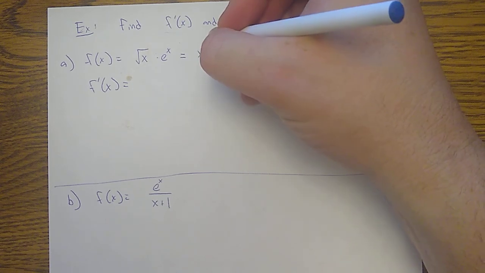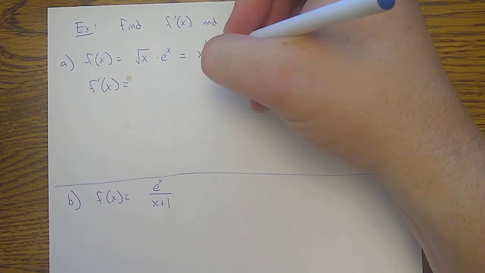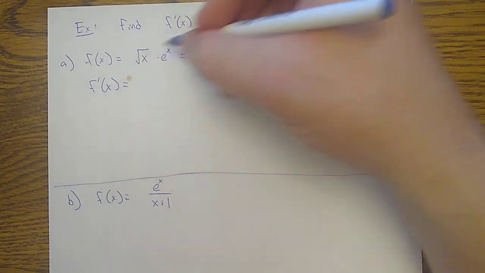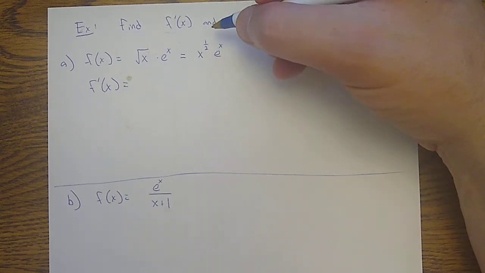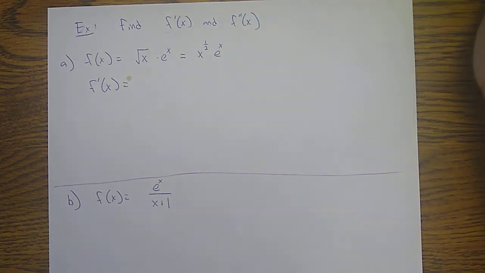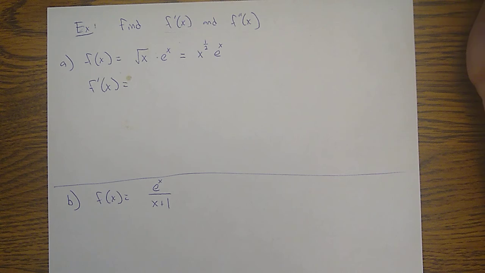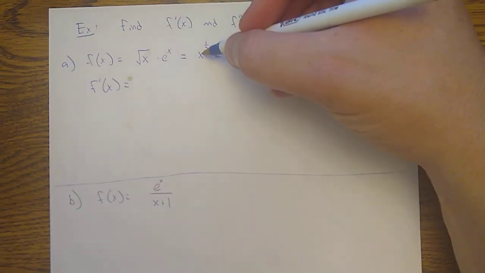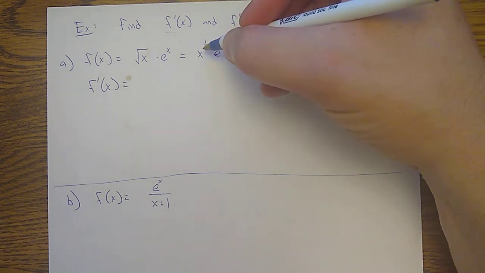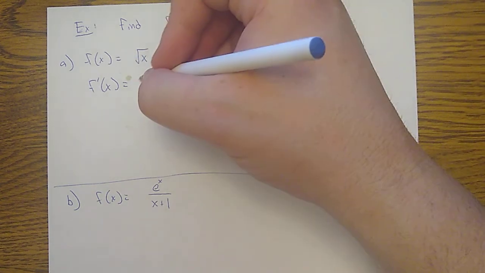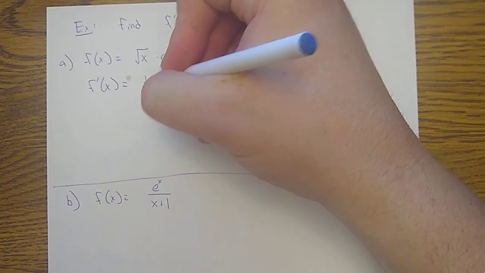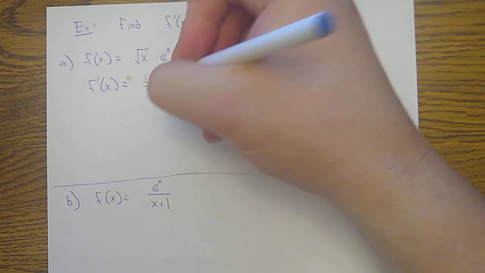And I said I was moving too fast because I would prefer to write this as a power, x to the 1/2 power, because I have a rule to do derivatives of powers. So now let's do f prime of x. So this is the product rule. So I'm going to do the derivative of this one, which is 1/2 x to the minus 1/2, right? Because you subtract 1 from the power, a half minus 1 is minus a half.